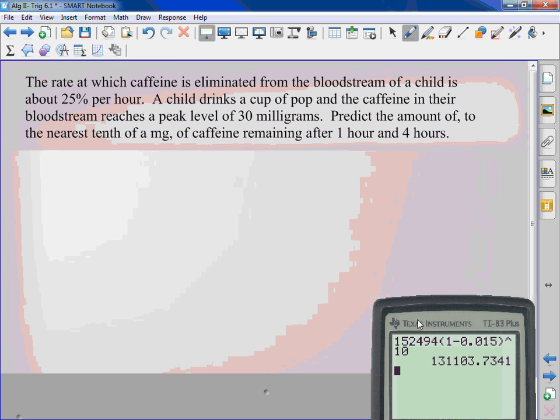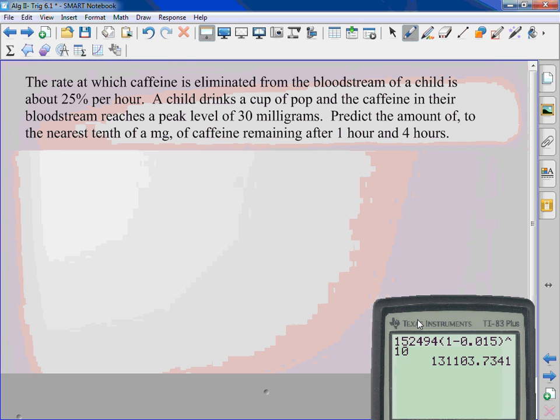The rate at which caffeine is eliminated from the bloodstream of a child is about 25% per hour. So when you drink one of those energy drinks, whatever it is, as a child, every hour you lose 25% of that caffeine. Even if you're sitting on the couch, it goes through your bloodstream. It's filtered out of your system.